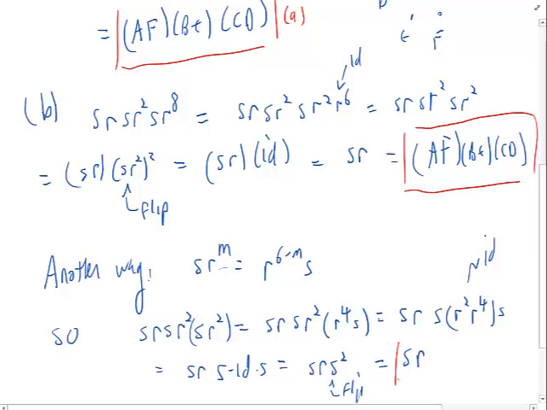Right? So the important thing here is to be able to use algebraic relations on these symmetries, or to notice that what you have here is a flip, and if you square a flip, you get the identity. So that's how you do that.